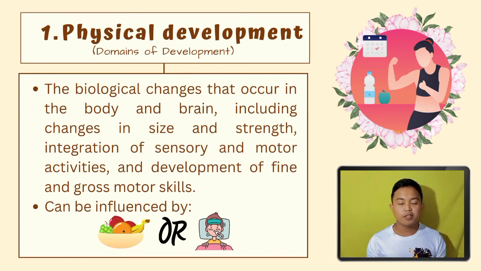First, what is physical development? Physical development is the biological changes that occur in the body and brain, including changes in size and strength, integration of sensory and motor activities, and development of fine and gross motor skills.